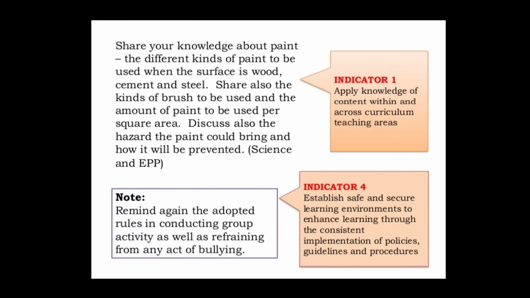After the students have computed the area of the front side of the garage, the teacher will share with the students his knowledge about paint and why paint should be kept properly or how to avoid the hazard that paint could bring. This is in support of indicator 1. Hazards of paint and safety measures in using flammable materials are topics under the science subject. Thus, this is applying knowledge across learning areas.